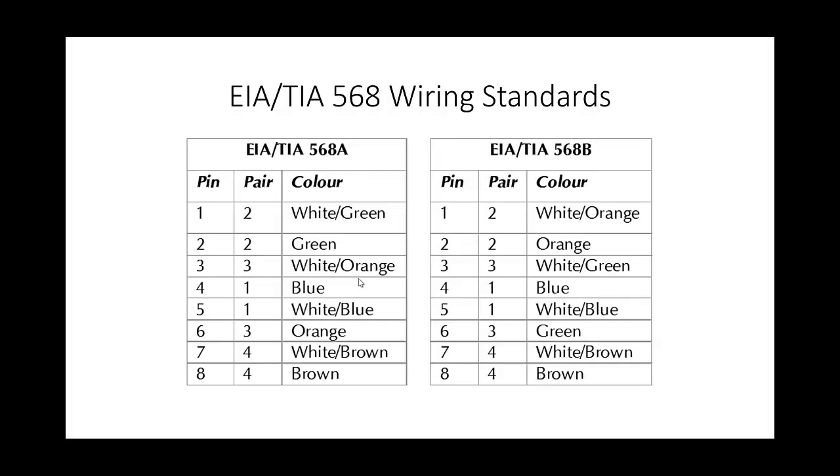So there are two standards for assigning wires to pins in a straight through UTP cable. These are specified by the EIA and TIA, or Electronic Industries Alliance / Telecommunications Industry Association. Either standard may be used, and I've got the table up on the screen at the moment. The EIA/TIA 568 standards also specify the categories of UTP cable. The higher categories are capable of supporting faster data transfers.